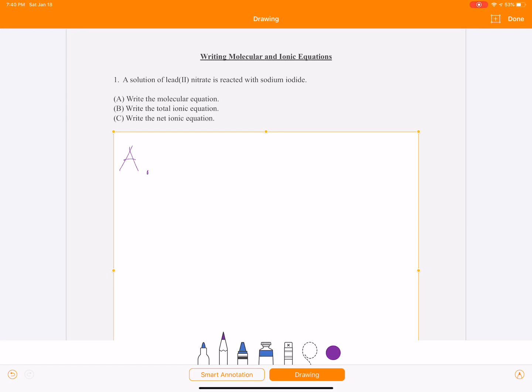So a solution of lead 2 nitrate, okay. I'm just going to automatically write the compounds here, but if you need practice with that, check my ionic compounds video. And sodium iodide react to give us lead iodide and sodium nitrate.